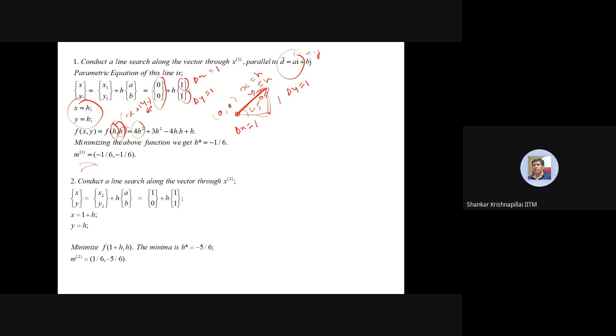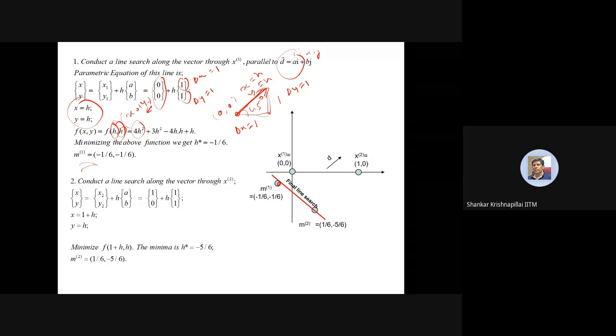Then you have to search the objective function now by substituting these h values. So wherever you see x, you put x equal to h. Wherever you see y, you put y equal to h. And then you do a line search along that slice of the objective function. You get m1 is minus 1 by 6, minus 1 by 6. So you did this line search, and you find m1 is minus 1 by 6, minus 1 by 6.